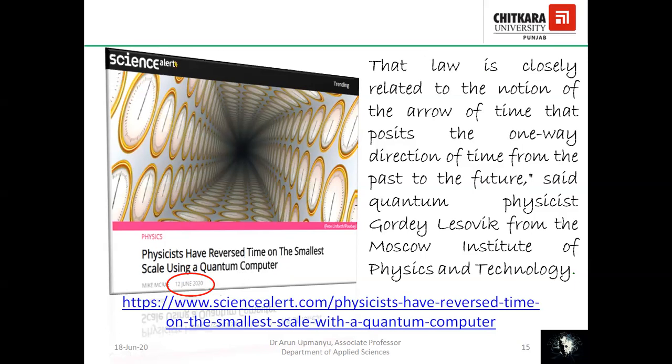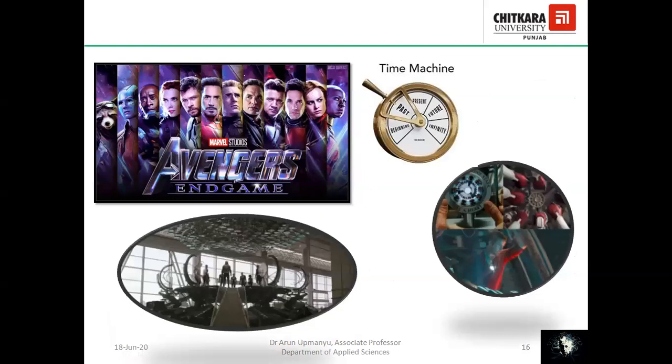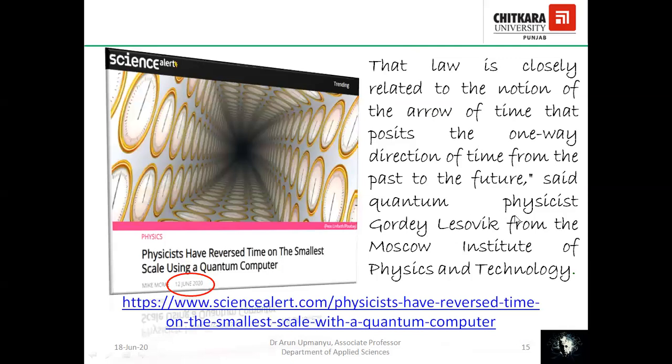You can go to the link and read this article. This is the famous physicist Gordon Lesovik from the Moscow Institute of Physics and Technology, who gave us the idea that we can reverse time at the quantum level with the help of quantum computers. And I think you all have an idea about this picture, Avengers: Endgame. This is my favorite picture actually. In this movie, the director beautifully used the concept of a time machine. If you have not seen this picture, I recommend you go and see it. This will give you a virtual idea of how a time machine helps to reverse time. And this guy finally proved that we can reverse time with the help of quantum computers.